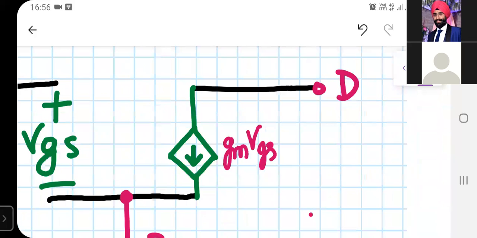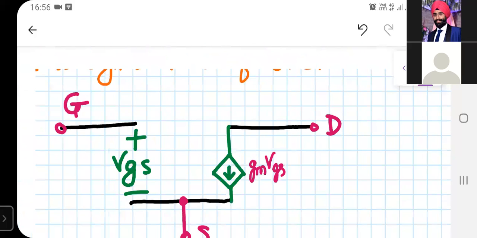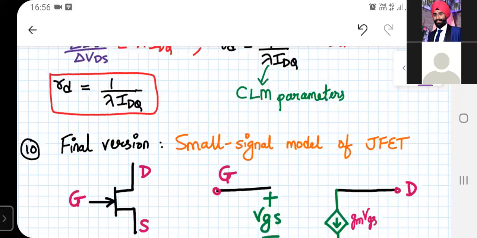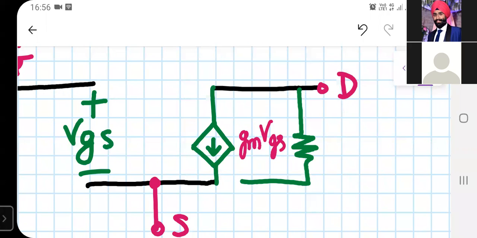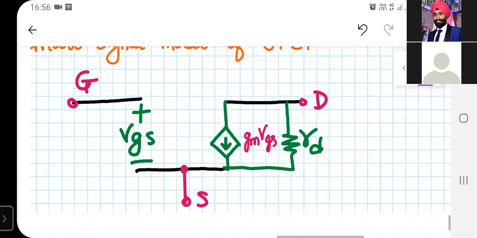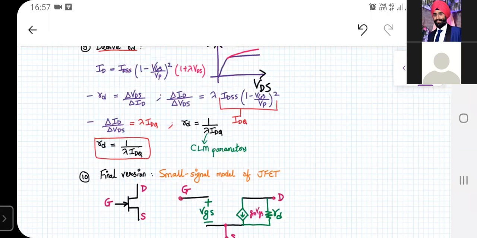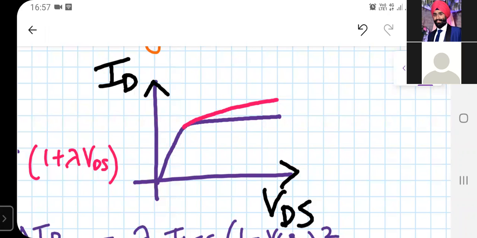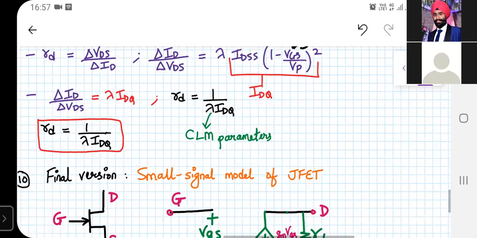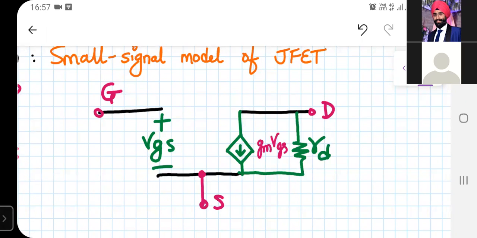And what else has to be connected now? This RD also has to be accounted for. So this RD will represent the output resistance between the drain and the source terminal. अगर RD और RO नहीं connect किया, if you don't connect this RD, it means that you have an ideal source. That means you will get a graph which is like this purple color. And if you include RD, it will be like the pink color. The current will slightly increase. And this is the complete small signal model for a JFET. Everyone understanding?